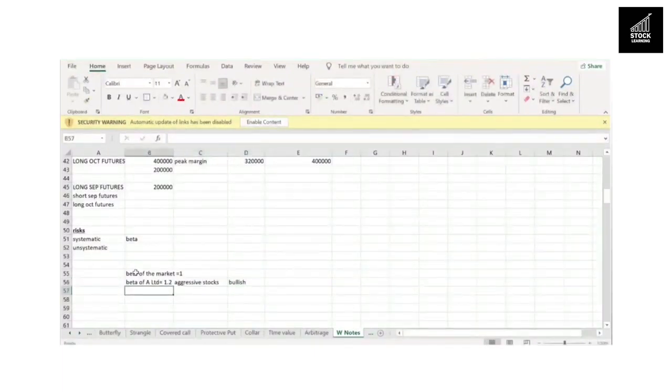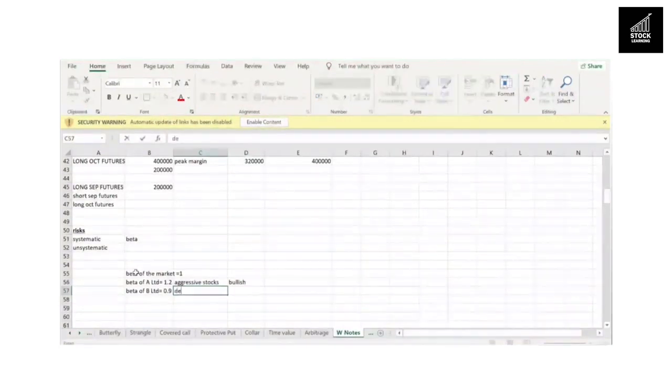Whereas, let us say you buy a company whose beta is 0.9. That means that stock will move less than the market, both on the higher side as well as the lower side. And such stocks are known as defensive stocks. Generally, the defensive stocks are FMCG, pharma.